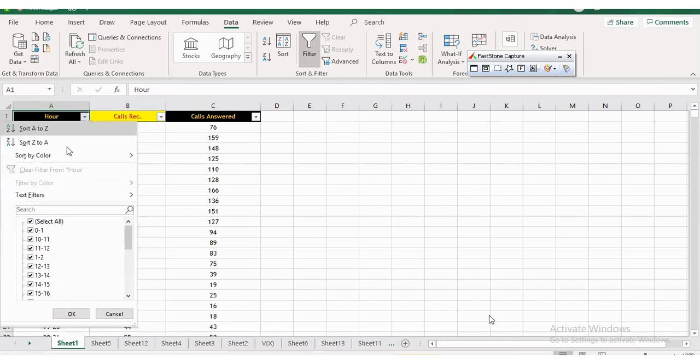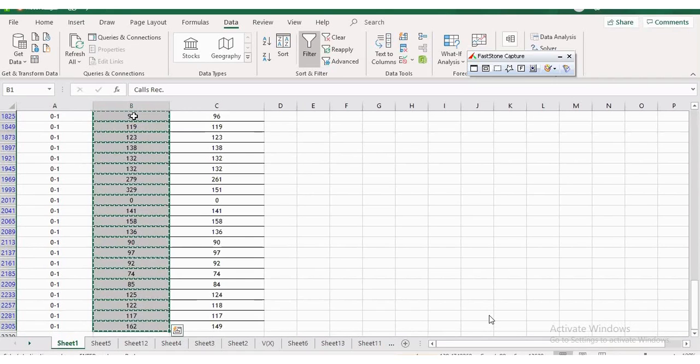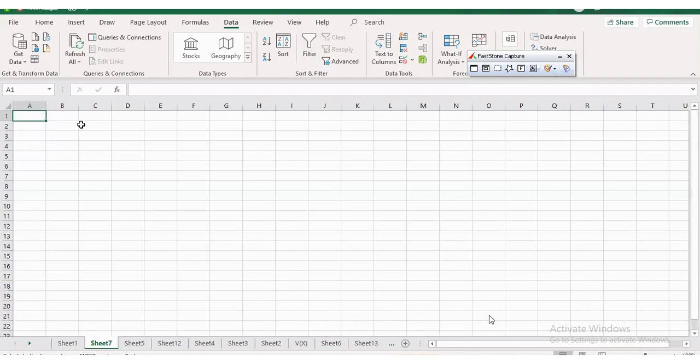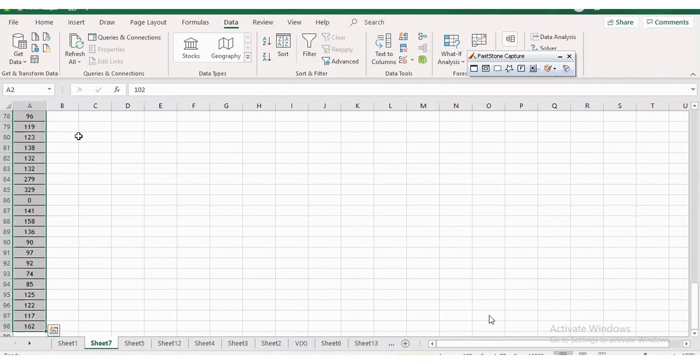Now I'm taking how they received the calls in the 0 to 1 hour. All clear? How they received the calls in the 0 to 1 hour. So how many data points am I going to have? 97. Now let us apply whatever we learned.